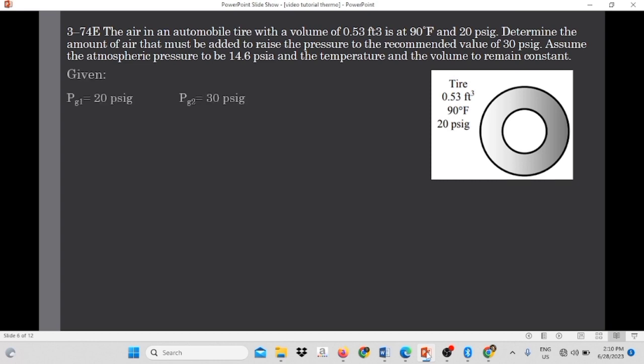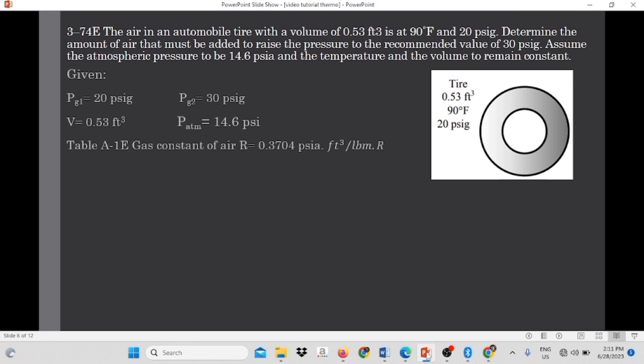Our given is P gauge 1 equal to 20 psi and P gauge 2 equal to 30 psi. Our volume is 0.53 cubic feet and the atmospheric pressure is 14.6. So our gas constant R for air is equal to 0.3704 psi times cubic feet per pound Rankine.